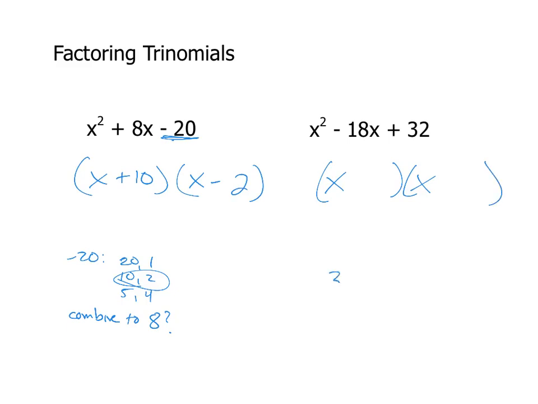So 32 and 1. How about 16 and 2? Bing, bing, bing. How about 8 and 4? And I think that's about it.